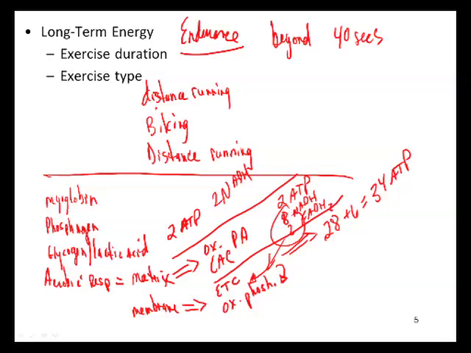So for long-term energy, the difference is that now we are able to use aerobic respiration, we're able to use the matrix and membrane reactions to generate large quantities of ATP that can sustain muscle contraction for longer periods of time. Obviously, if you compared the amount of endurance I have to someone who runs 5 miles or 10 miles a day, the person that runs 10 miles a day is going to have a lot better endurance and is going to be able to maintain this aerobic respiration for longer periods of time.